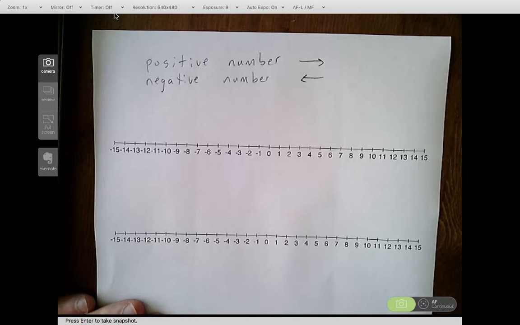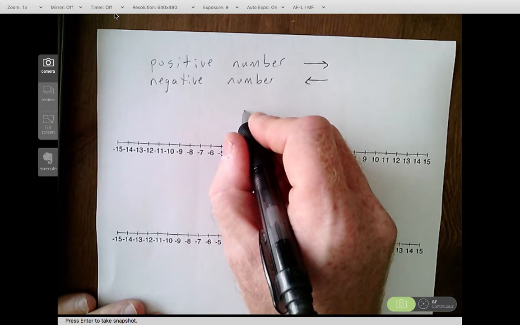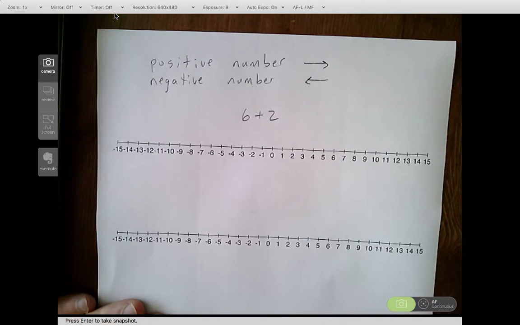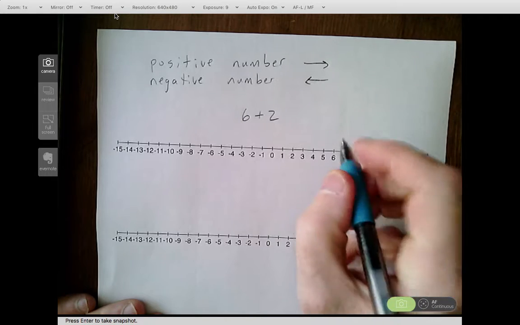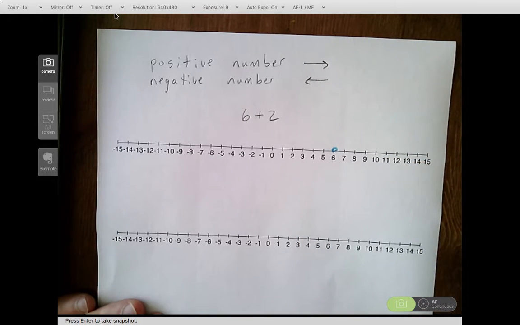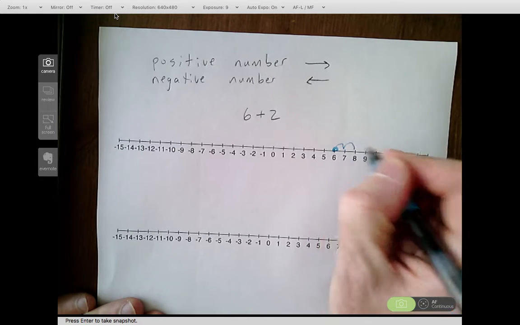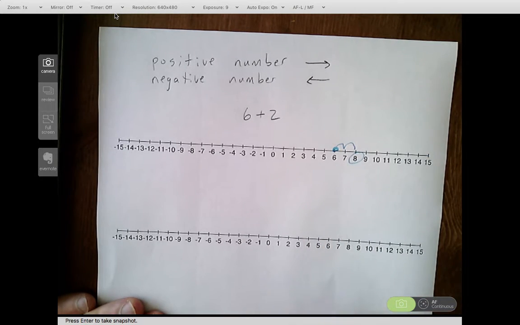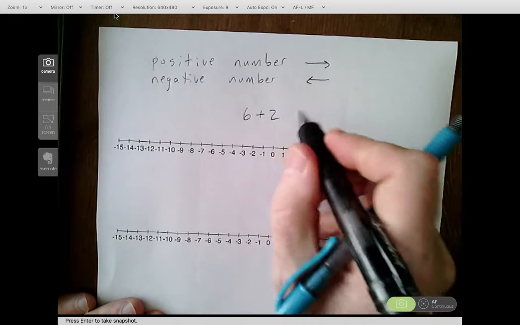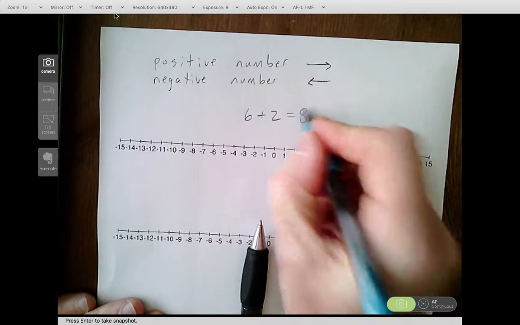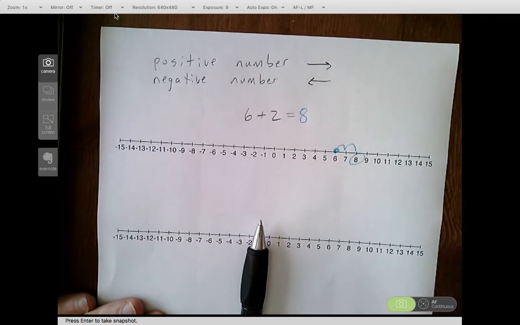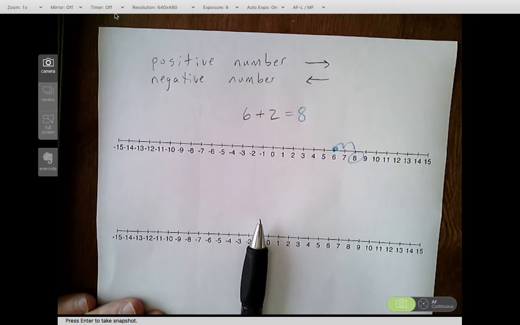Okay, so here's the first one, and I think this is pretty obvious, but I'm going to do it anyway. What is 6 plus 2? Okay, so we find 6 on the number line. Here it is right here. And we're going to add 2. So we're going to go to the right 2 places. 1, 2. And we end up with our answer, which is 8. Okay, so again, if it's a positive number, move to the right. If it's a negative number, go to the left.